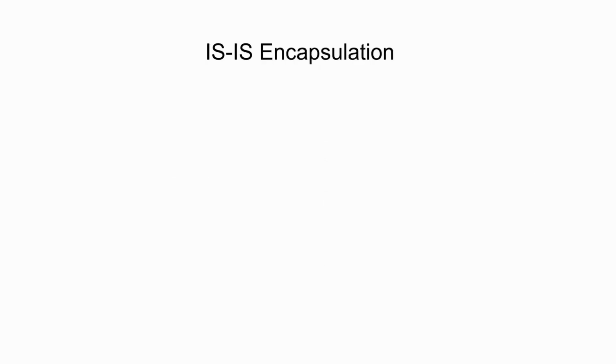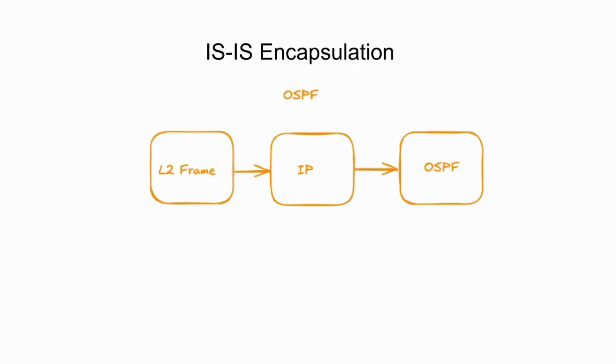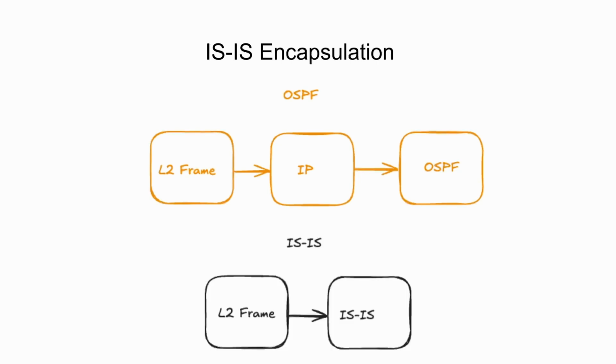Now, why is it different from OSPF? OSPF packets ride inside IP. IS-IS skips that and instead places its packets straight into a layer 2 frame. That makes it way more flexible. It can handle IPv4, IPv6, or any new protocols that come along.